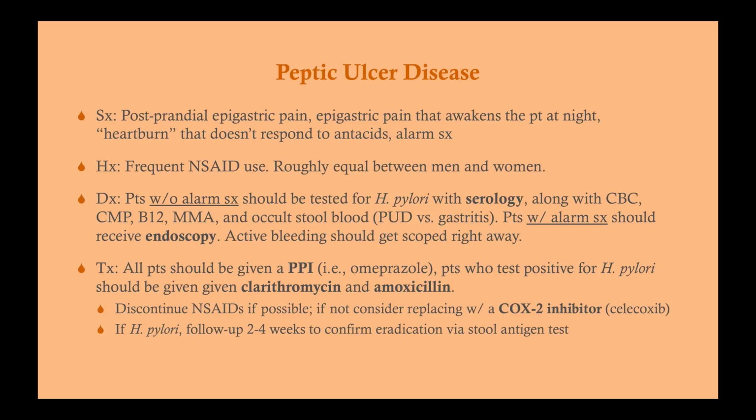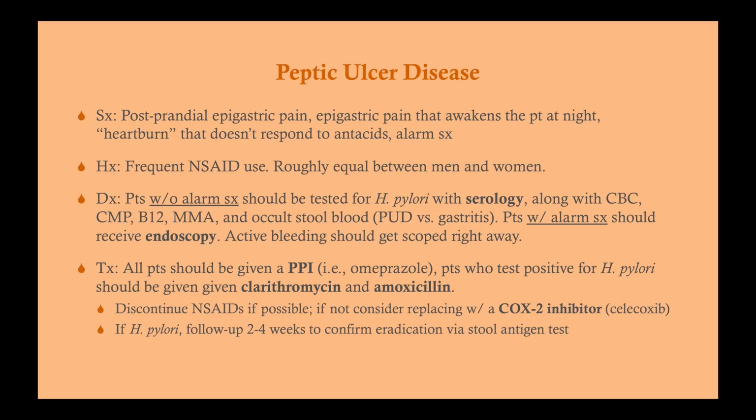assuming they test positive for H. pylori, you want to put these patients on triple therapy. So H. pylori positive patients, you want to put them on triple therapy. And triple therapy is going to be a proton pump inhibitor like omeprazole, along with clarithromycin and amoxicillin. So those three drugs should be given to patients with H. pylori positive peptic ulcer disease.